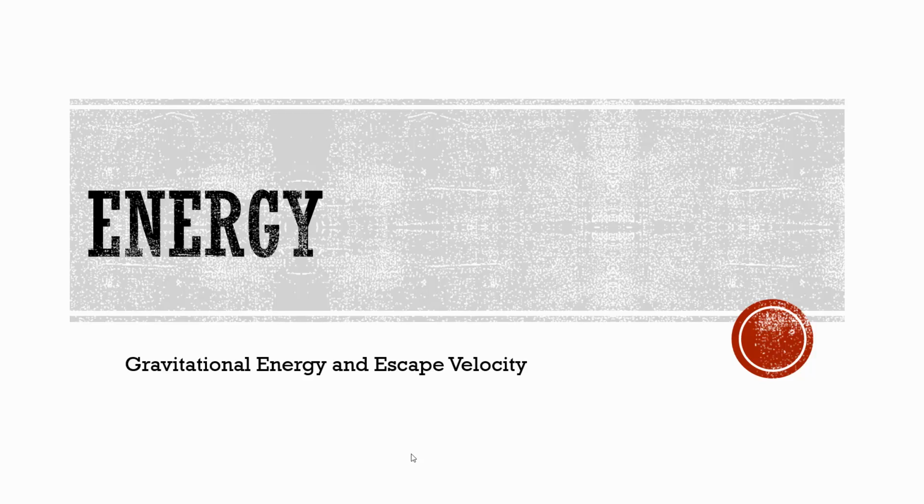We're going to look at gravitational energy when you don't have a constant gravitational field, so applying the ideas of universal gravitation, and then we can use that to figure out the escape velocity needed to fly away from a planet of given mass and radius. So let's get right to it.